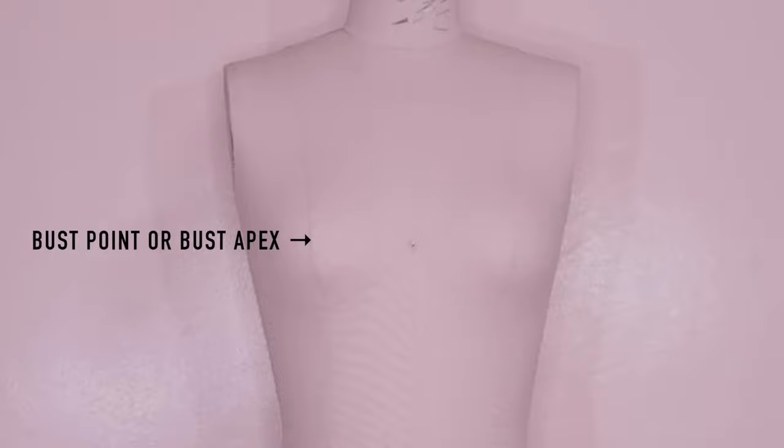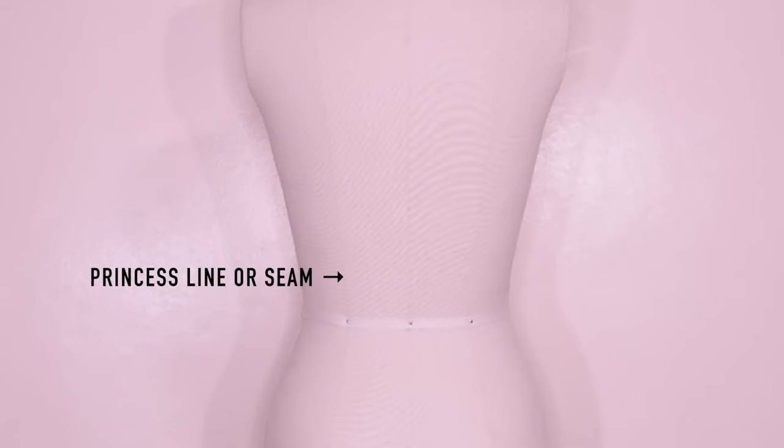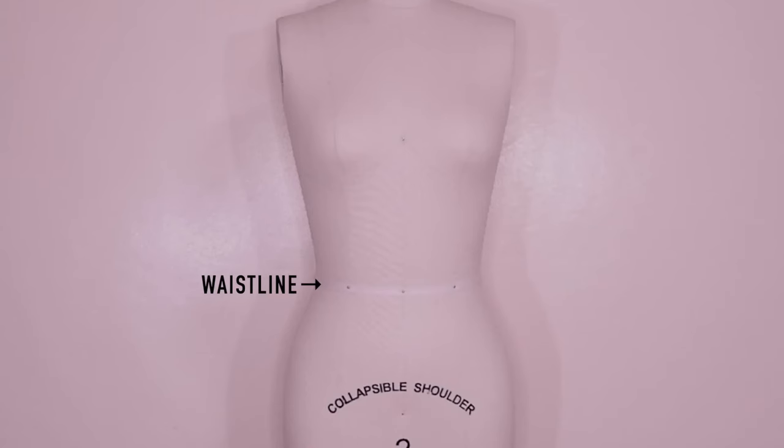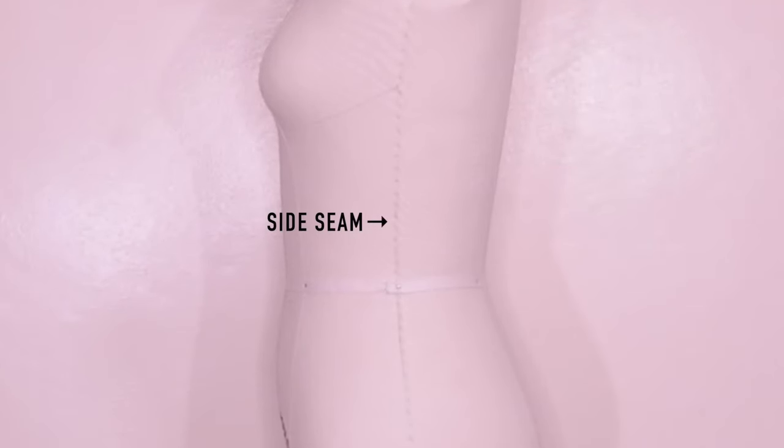Bust point or apex. It's the largest or fullest part of the bust area. Princess seam line for the front and back area, where the waist and hip darts are located. Waistline is the smallest part of the midsection. Hip line is the largest part of the lower section. Standard measurement from waist to hip is 8 inches. Side seam. This section connects front and back patterns together. Also, a difficult area to drape since it's very curvy.